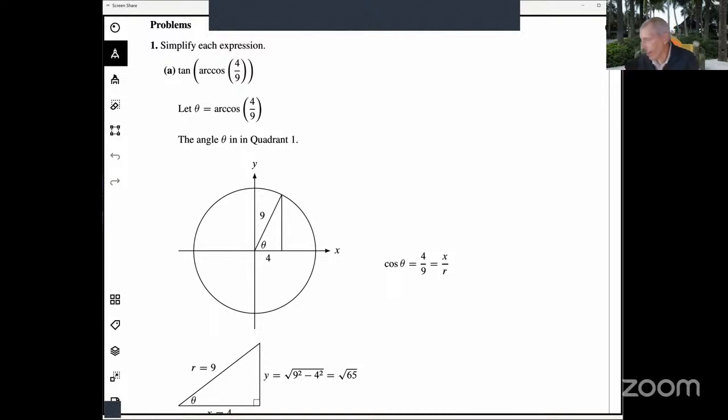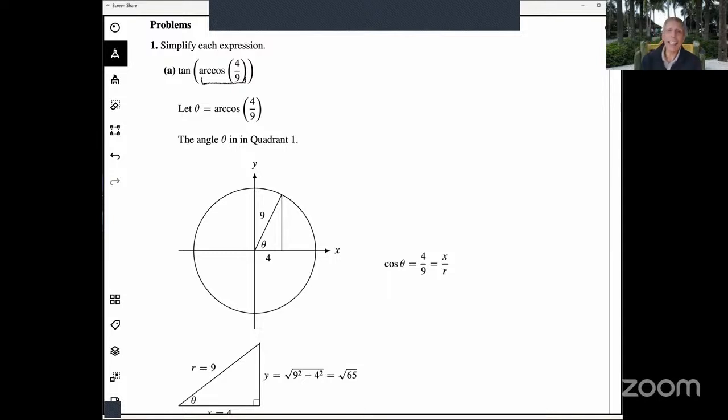So the way that I think about this is the arc cosine, this expression right here inside those outermost parentheses, returns an angle. And what I have to do is to somehow figure out, well, what's the tangent of that angle? And so the natural problem-solving technique to get to an answer here is to start out by letting theta equal the arc cosine of 4/9.